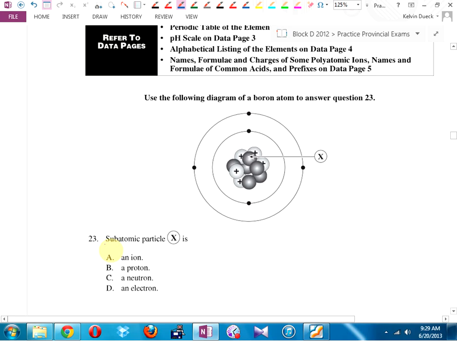What is subatomic particle X? How do you know it's a neutron, not a proton? They didn't put pluses.